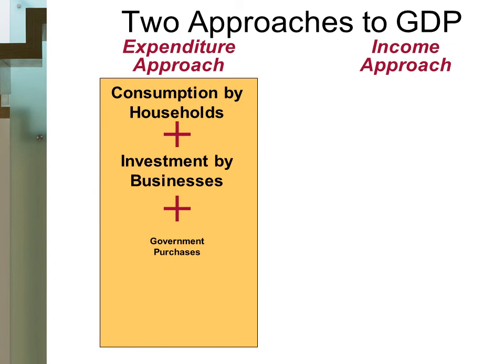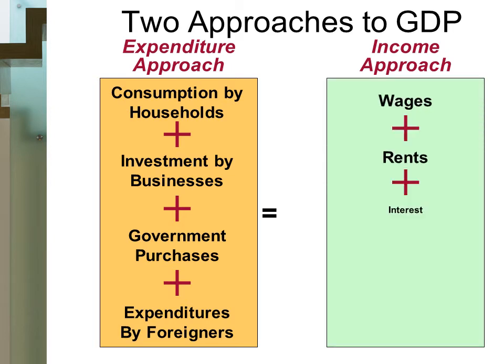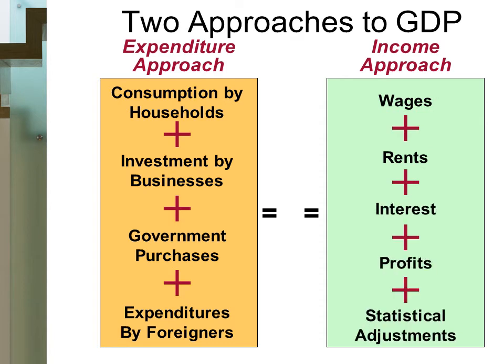All right, now there's two ways to measure GDP. On the left here, we have what's called the expenditures approach, and this is the one you're going to be much more responsible for. And on the right, we have the income approach. You can think of this as two sides to the very same coin.